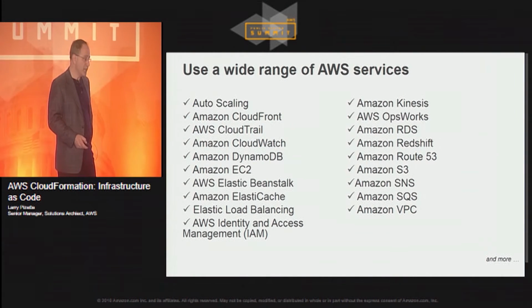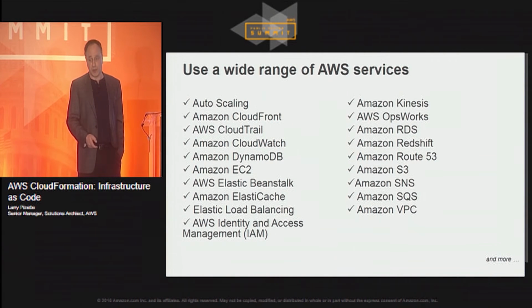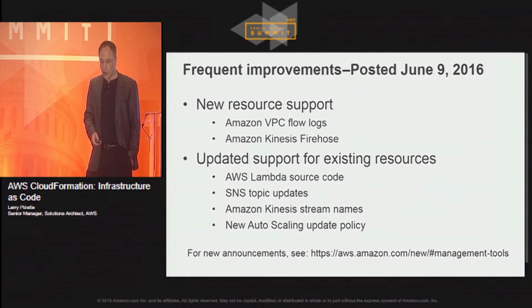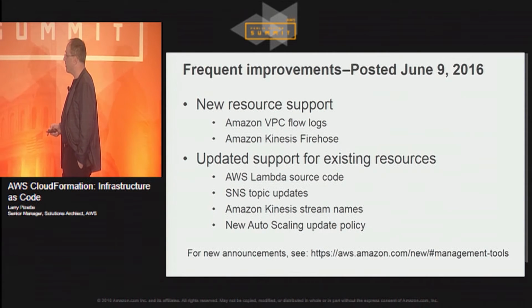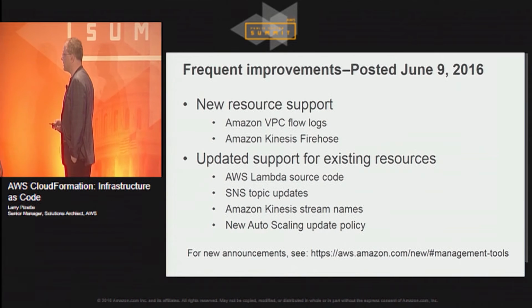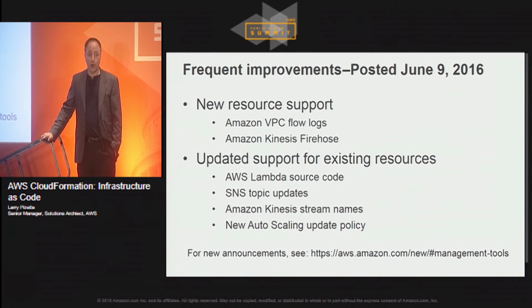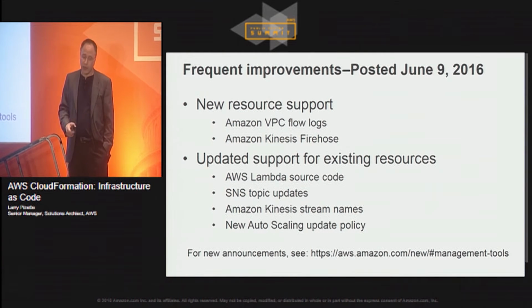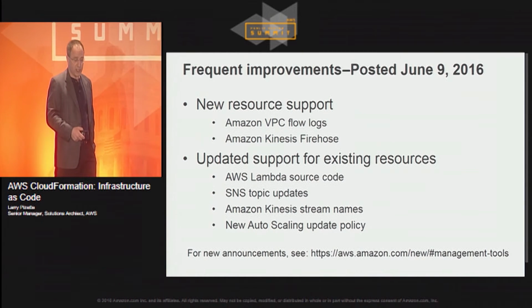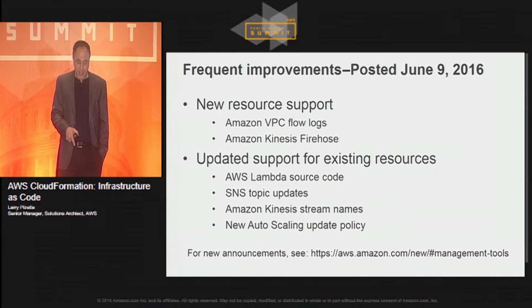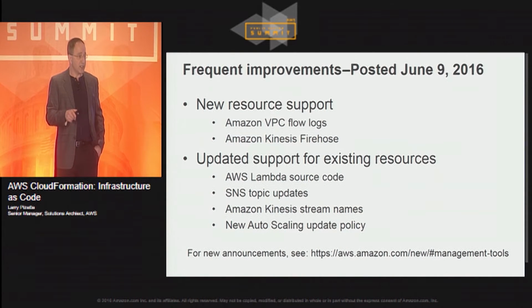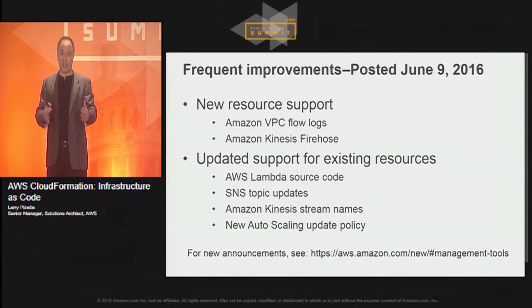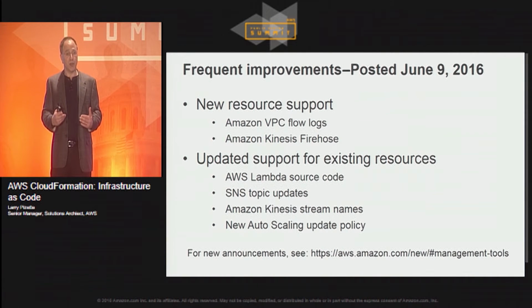This is some example services that we have. You can see there's quite a bit. There's more. And we're always doing updates to CloudFormation. So recently, this was announced on June 9th, we added VPC flow logs and Amazon Kinesis Firehose. Now you can specify, through Node.js, your Lambda code inline. And I'll talk a little bit more about what you can do with this. You can make changes to SNS topic updates and Kinesis stream names. And this last one I'm particularly excited about because there's a new auto-scaling policy that stipulates that you can have the full auto-scaling group make sure it's fully up and running before it replaces the old auto-scaling group, if you're thinking about EC2 instances.